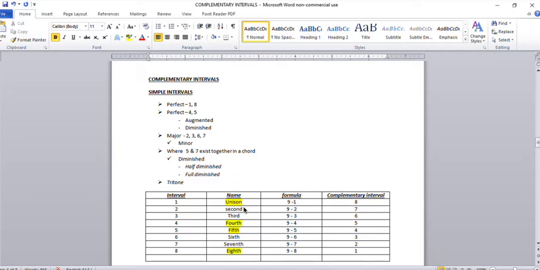And the complementary interval for the second is 9 minus 2, which is the 7th. The complementary for the third is 9 minus 3, which is 6. The complementary interval for the fourth is 9 minus 4, which is 5. The complementary interval for the fifth is 9 minus 5, which is 4. And so on, as you can see here. For the sixth it is the third, for the seventh it is the second, and for the eighth it is the first, which is the key or the unison.